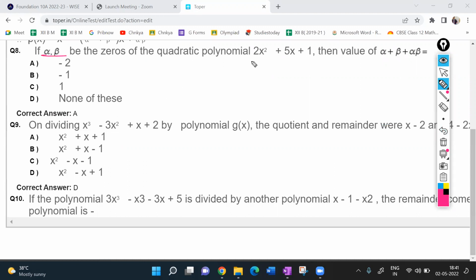Alpha, beta are the zeros of the quadratic polynomial. Then alpha plus beta is what? Very simple. Alpha plus beta is minus 5 by 2. Alpha beta is 1 by 2. Substitute here. Minus 5 by 2 plus 1 by 2. Minus 4 by 2. Minus 2 is the answer. Option is correct. What is the big deal in this? Isn't it clear?